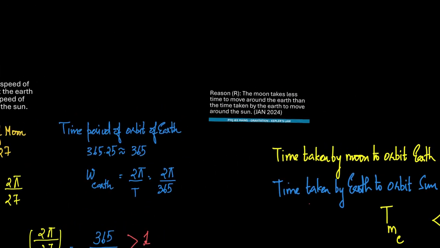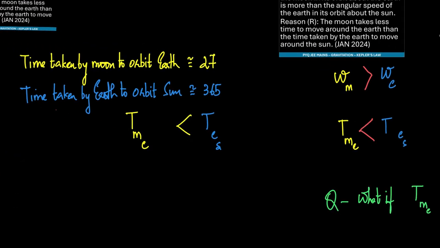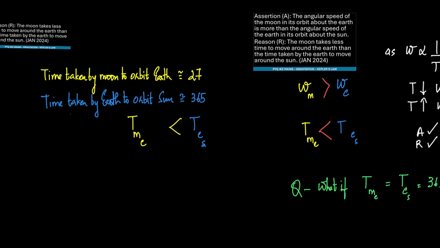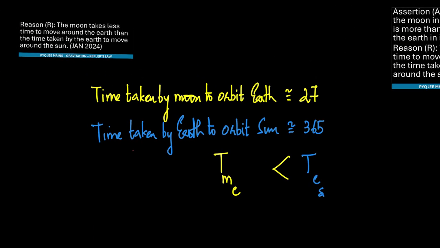Now, what about the reason? So, time taken by moon to orbit earth is 27 days. Time taken by earth to orbit the sun is 365 days. And therefore, time taken by moon around earth is less than time taken by the earth around the sun. What is the reason statement? The moon takes less time. So yes, the moon around earth takes less time than the earth around sun. So yes, reason is true as well.